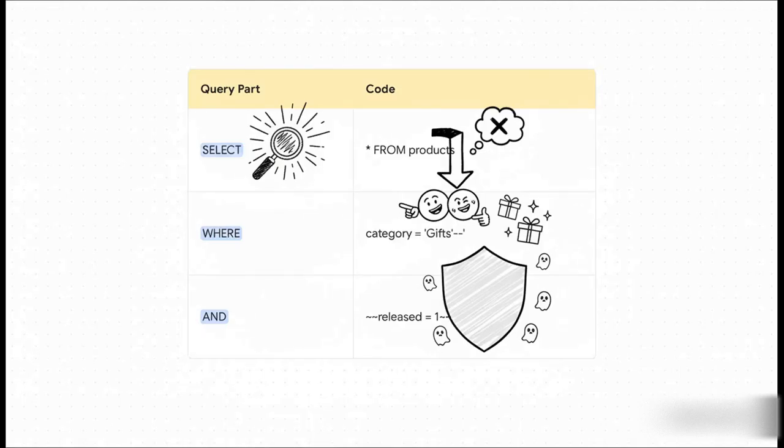Well, here's where it gets really clever. In the SQL language, those two hyphens mean ignore everything after this point. It turns the rest of the command into a comment. So the database reads the command as select all products where the category is gifts, and it completely ignores that critical released check. Poof, it's gone. And just like that, every single product, even the secret unreleased ones, gets displayed.